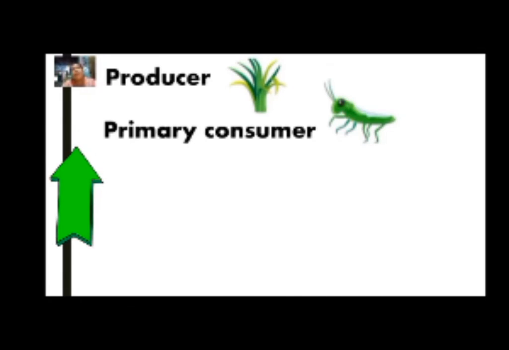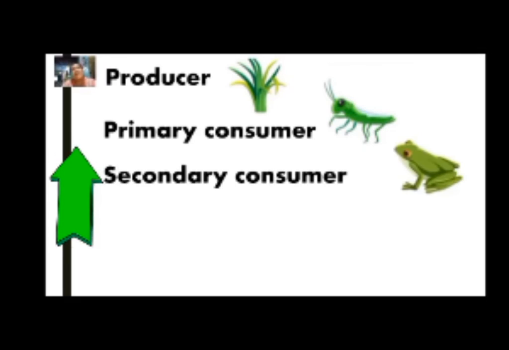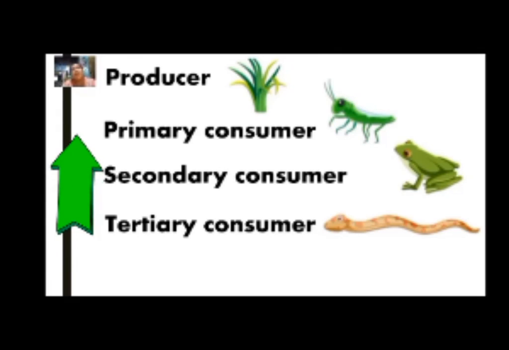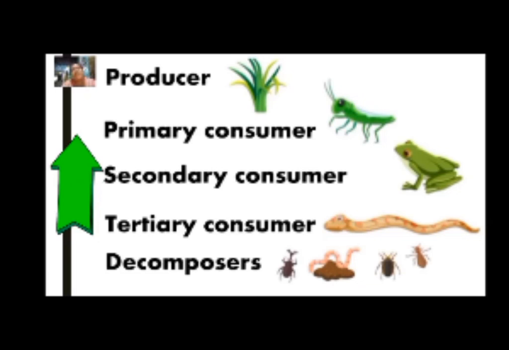The primary consumers are the animals that eat the plants. The secondary consumers are the animals that eat the primary consumers. The tertiary consumers are the animals that eat the secondary consumers. When all living things die, decomposers feed on them. Examples of decomposers are bacteria, fungi, beetles, etc.